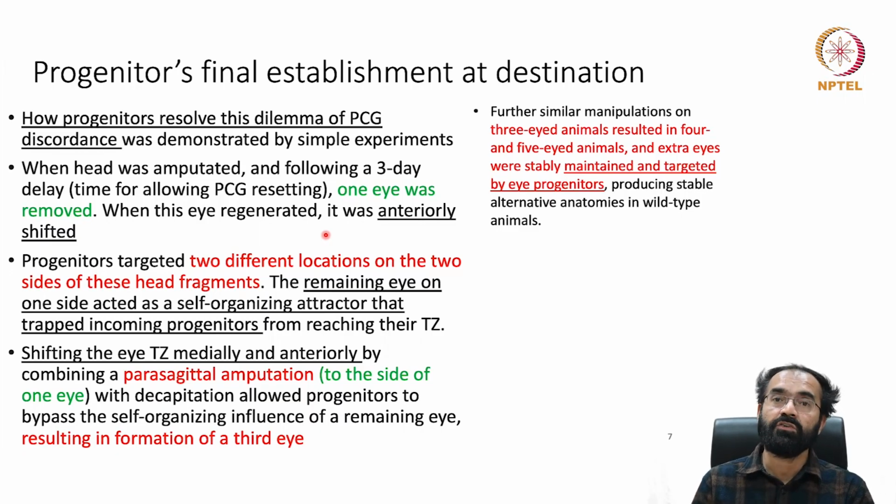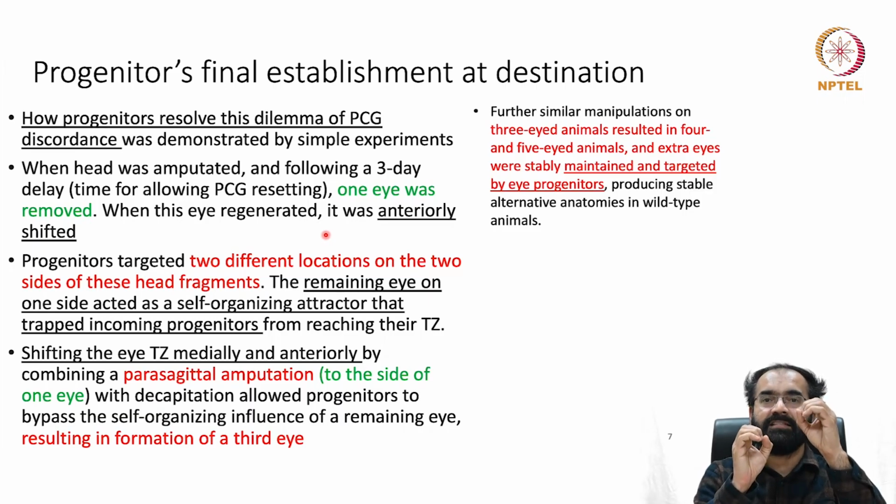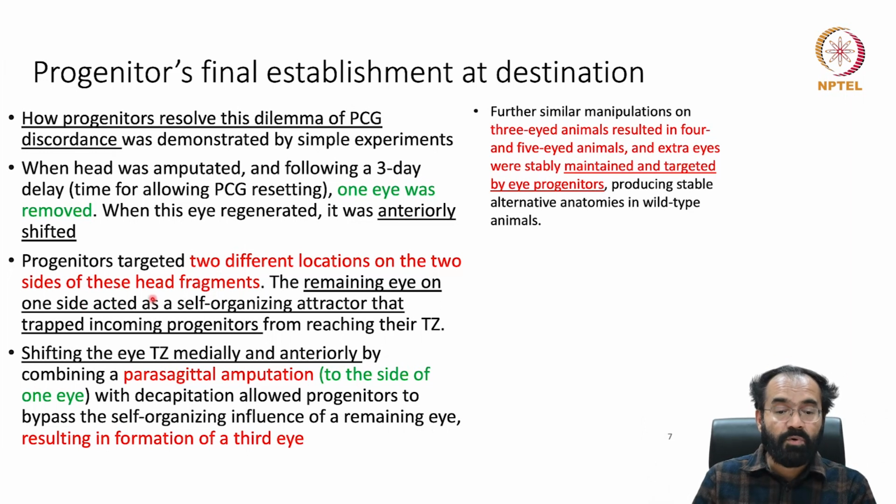The other eye cannot sequester because the eye is missing. It has to make the eye and then sequester. So then it keeps moving forward the minimum cells, and since the blastema is growing, the newly formed eye will be anteriorly shifted. So one eye will be here, another eye will be here. Normal eye is here, another eye is here. This is what happens. The progenitors targeted two different locations on the two sides of these head fragments.